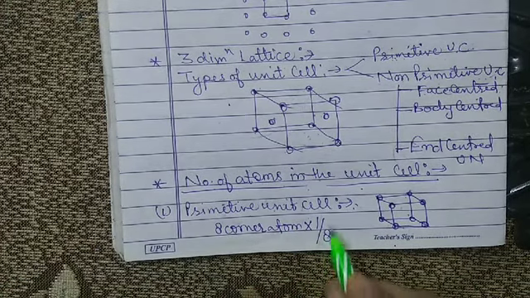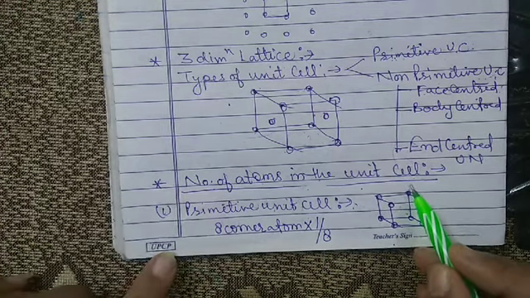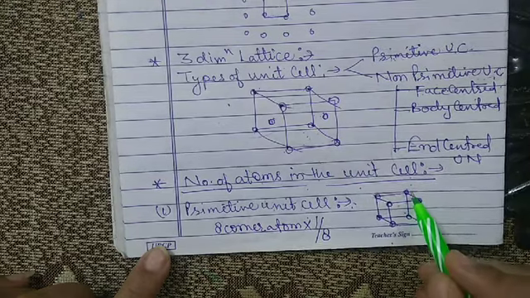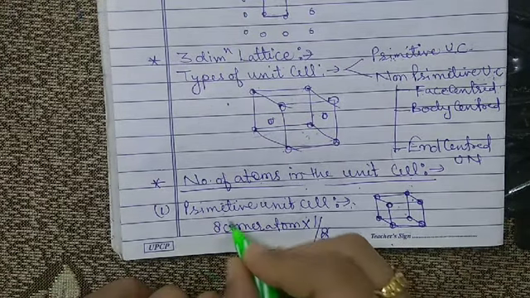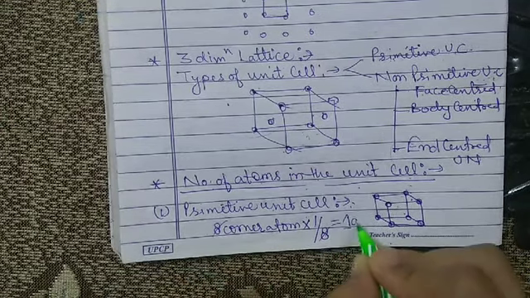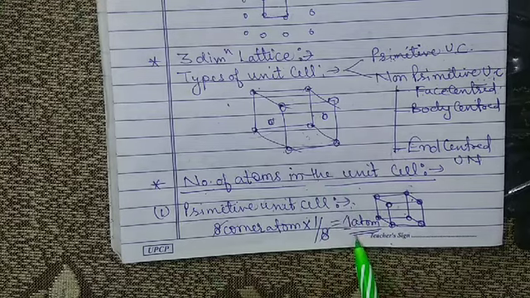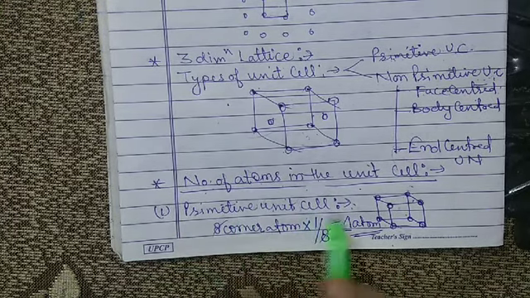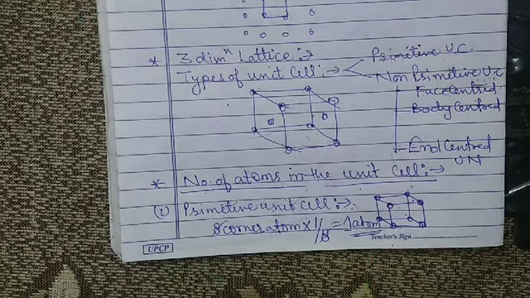Why have we used 1/8 here? Because the atom present at each corner contributes 1/8 to each cube. So that is 1 atom. So the number of atoms in the unit cell, in the case of the simple unit cell or the primitive unit cell, is equal to 1 atom.